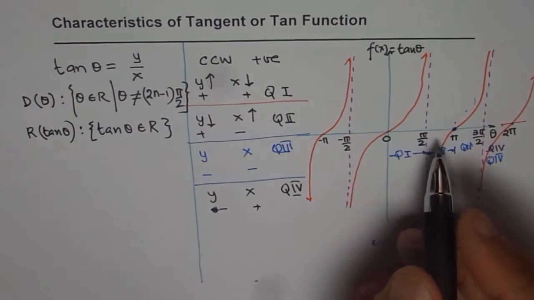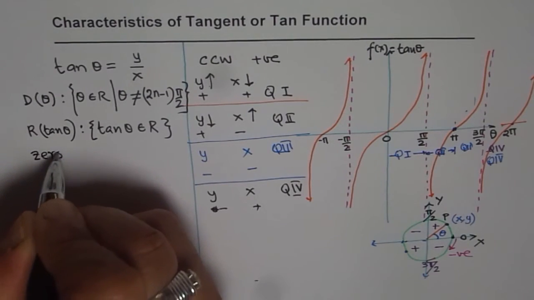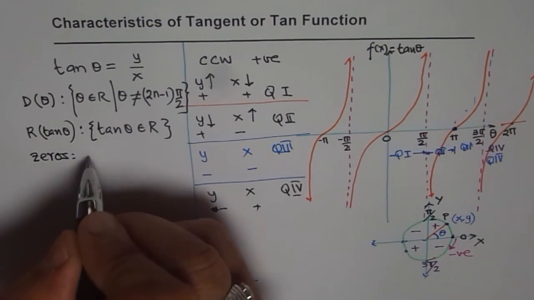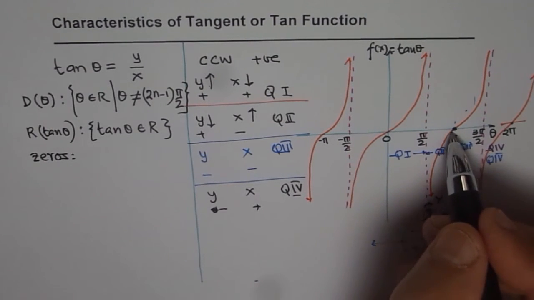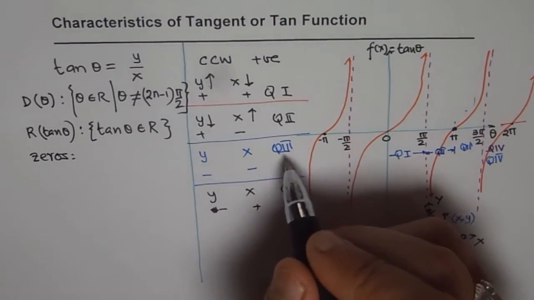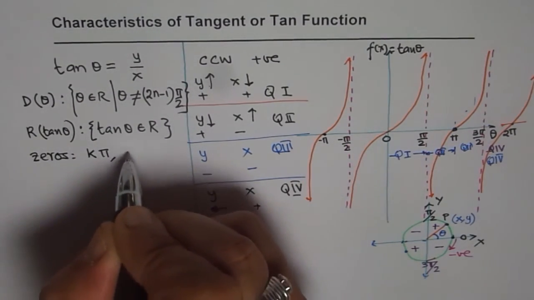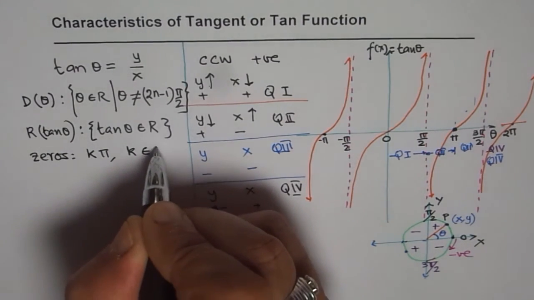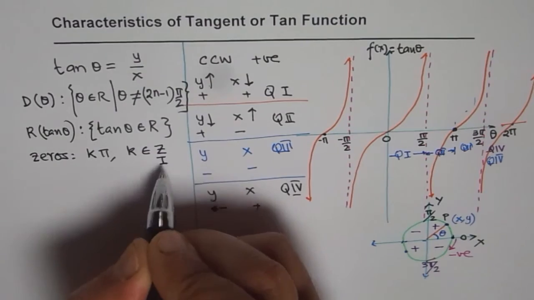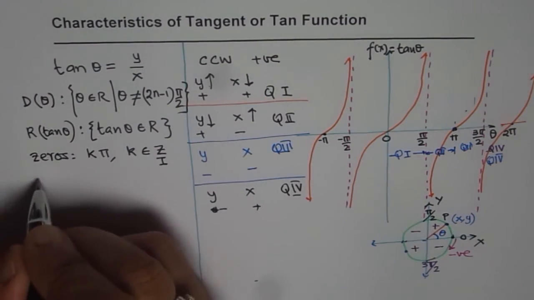Interesting things which you saw here are the zeros. Zeros are at multiples of pi, right? So we'll have all zeros at multiples of pi, 2 pi, minus 2 pi, and so on. We can write this as k times pi, where k belongs to integers, which you normally write with Z or sometimes with I. Correct? Now, interval of increasing.